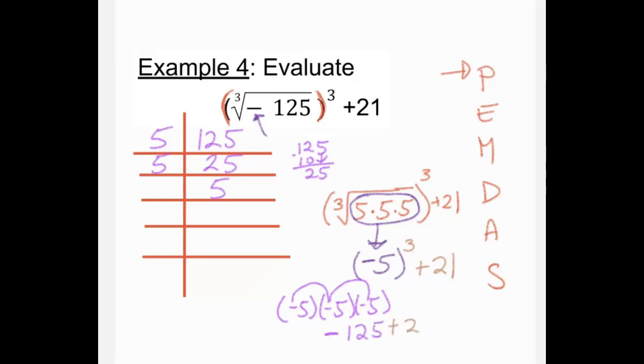So as far as order of operations, oh, actually, we did deal with exponents. We had multiplication that we just did right now. We do not have a division. We do have an addition and subtraction kind of put together right there. So negative 125 plus 21 should give us negative 104 as our final answer right there.